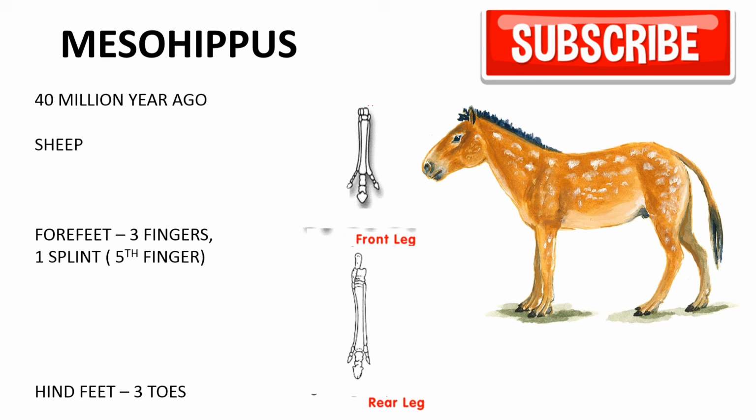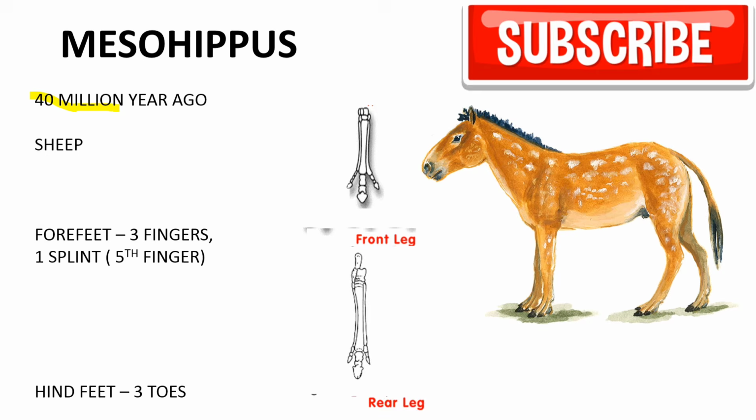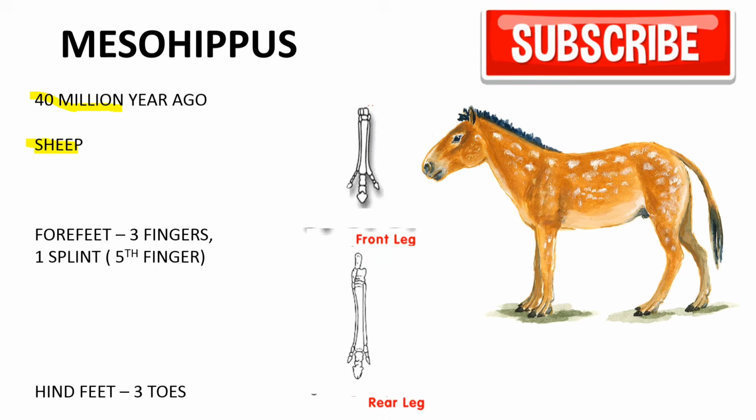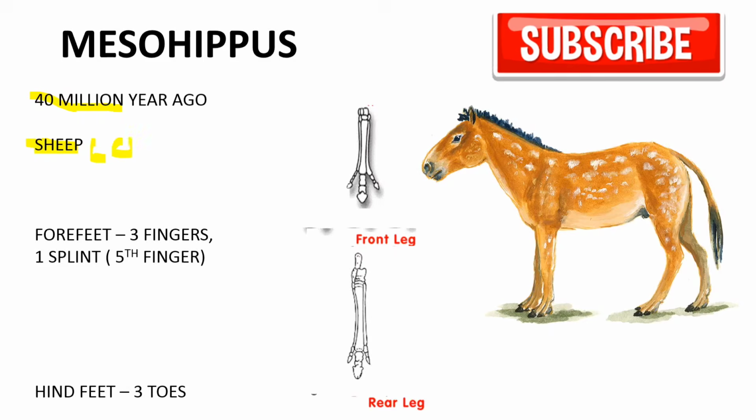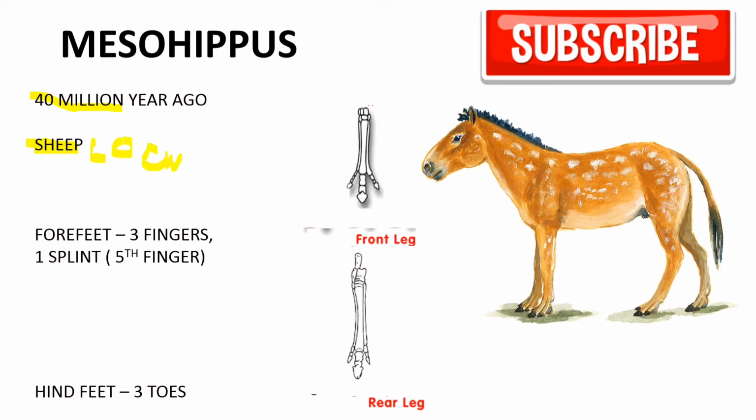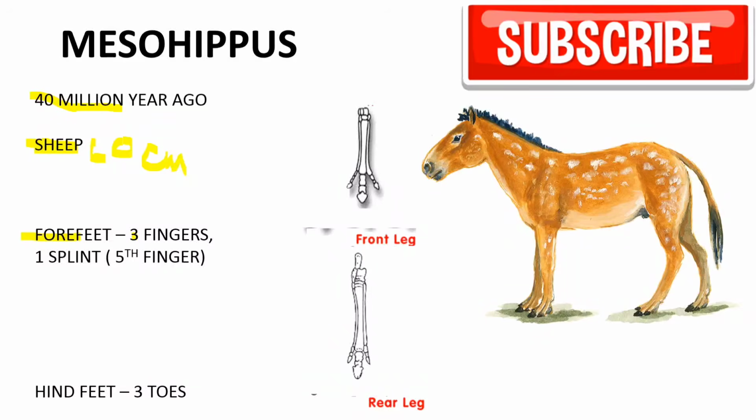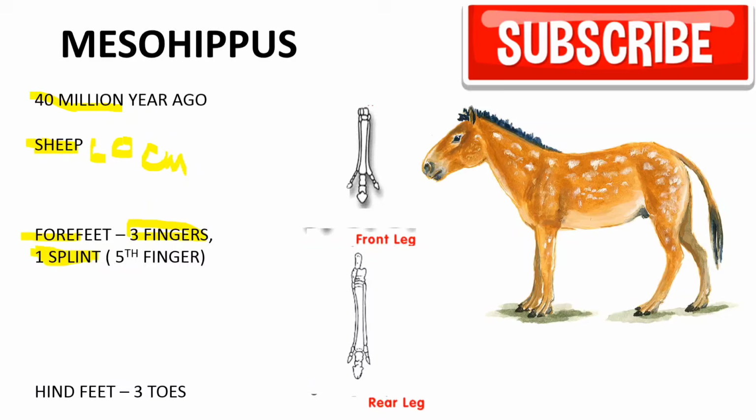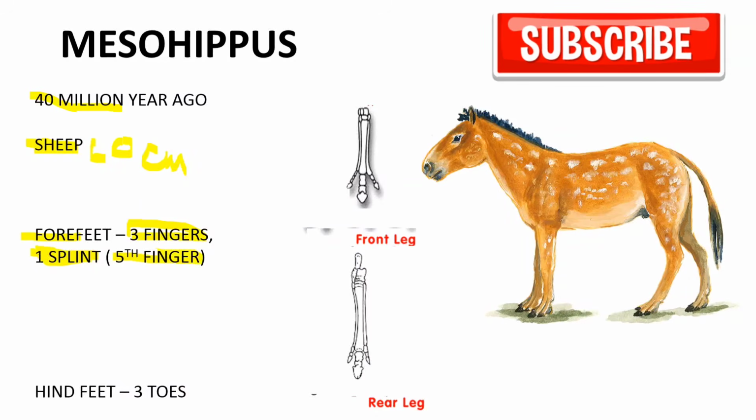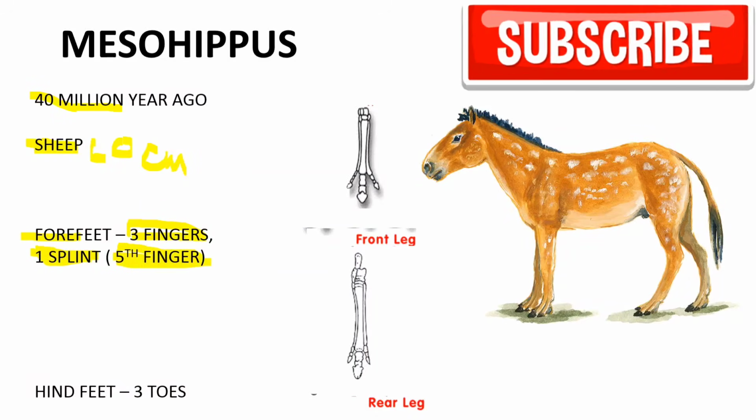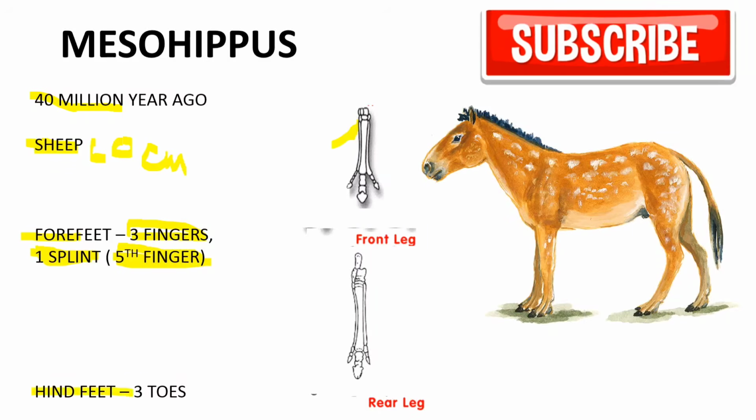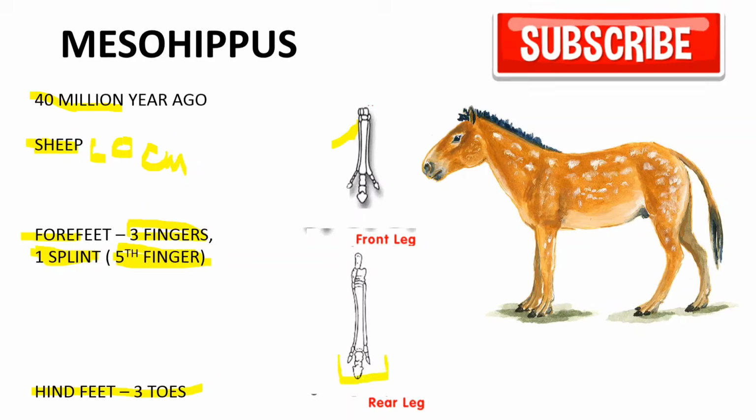Next horse is Mesohippus. Mesohippus originated about 40 million years ago and its size was like a sheep. It was only 60 centimeter in height. Its forefeet once again had 3 fingers, but now it has only 1 splint, 1 reduced finger, and that is of the fifth finger. The other splint has been lost. So here only 1 splint is there and that is of the fifth. The hind feet has 3 toes. Here you can see the 3 toes are shown.